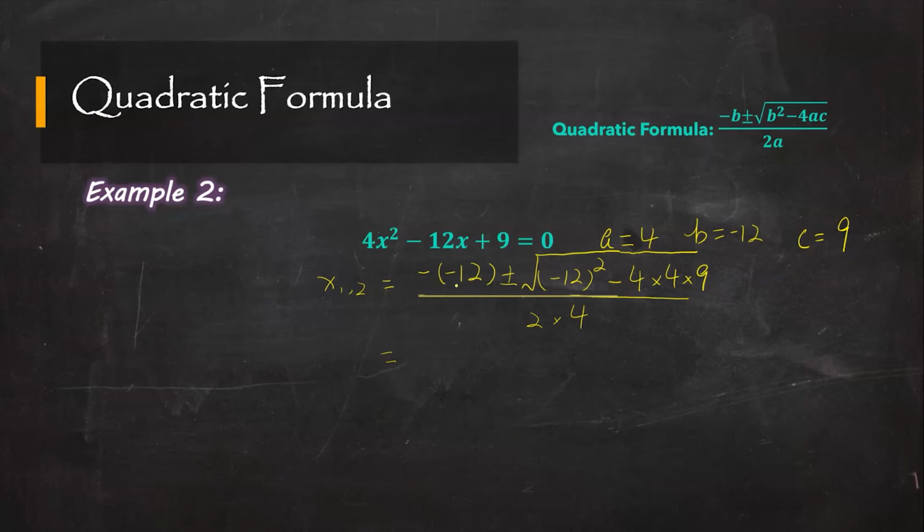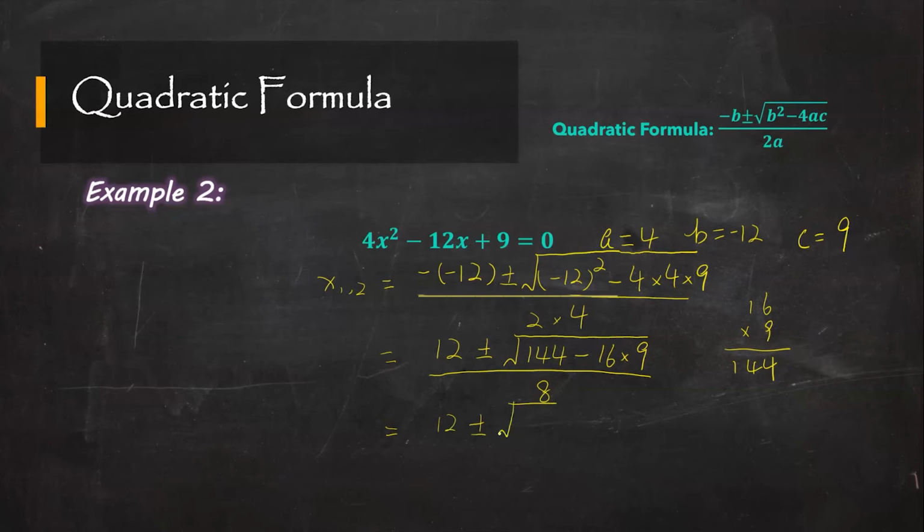So we can simplify it. This is negative, so this is positive. 12 plus or minus the square root of 144 minus 16 times 9, over 8. So 16 times 9 is 144. So it means that here we have 12 plus or minus the square root of 0 over 8. So we would have only one answer, which is 12 over 8, which is 3 over 2. So we won't have two solutions. Instead, we will have two identical solutions. So we say x1 equals x2 equals 3 over 2. So the final answer is x equals 3 over 2.